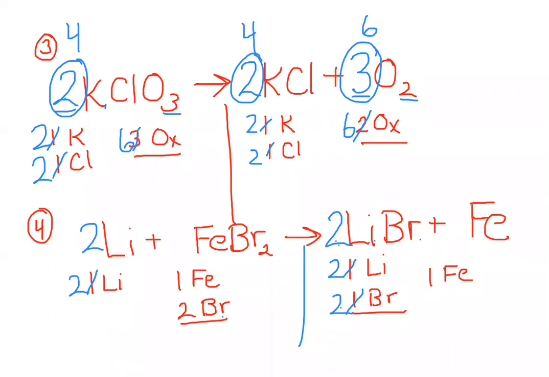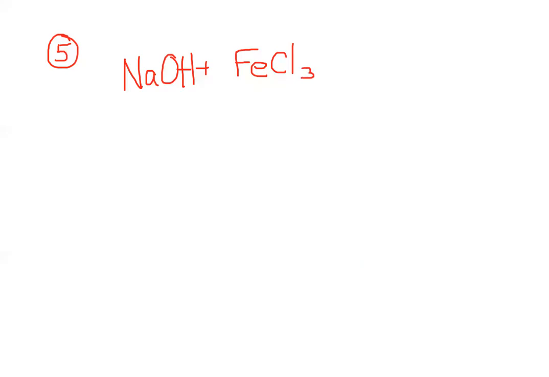Okay, let's look at the next one. That was number 4. So now let's look at number 5. We've got NaOH plus FeCl3. I'm looking at it and I can't see it very well. And that yields NaCl plus Fe(OH)3.